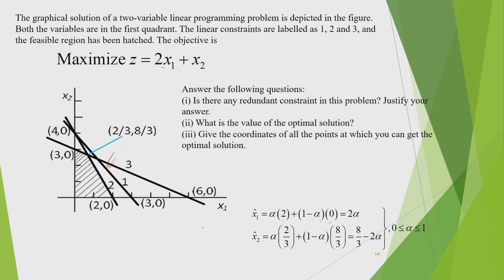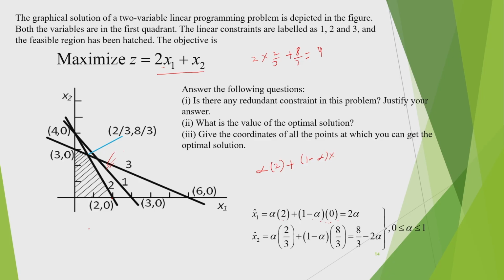So what happens is that here you have to consider alpha times 2, 0, that is one solution, plus 1 minus alpha times 2 by 3, 8 by 3. But first let us check that the objective function value is correct or not. 2 into 2 by 3 plus 8 by 3. So this becomes 4 by 3 plus 8 by 3, so 12 by 3. So that means basically 4, and at 2, 0 also it is 4.